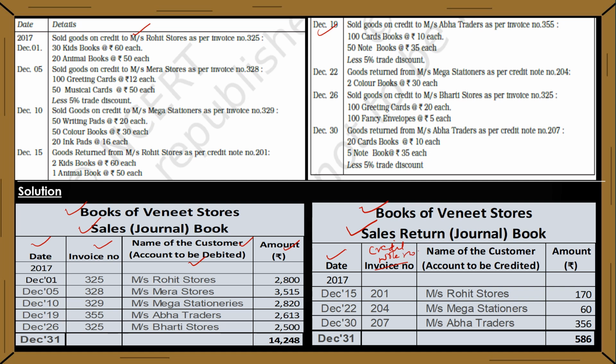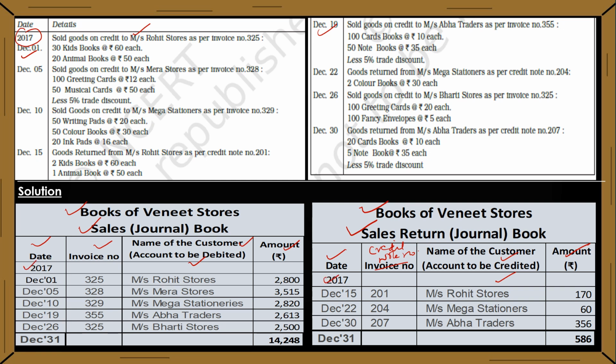Credit note number, name of the customer, account to be credited, and amount. First, let's see the first transaction. December 1, 2017 is common for all the transactions. So we take under date 2017, common for all the transactions, first in the first row.